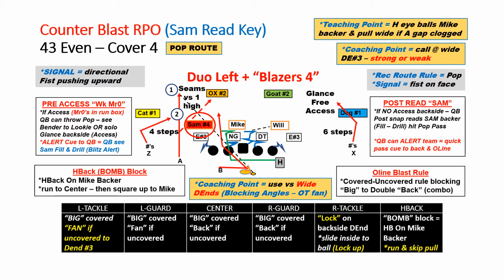Again, the H is going to isolate on the Mike with his bomb block. Again, very important, the quarterback rockers forward with his shoulders square so that if he has free access, he has the ability to throw to either side.